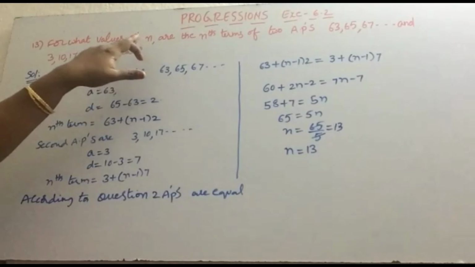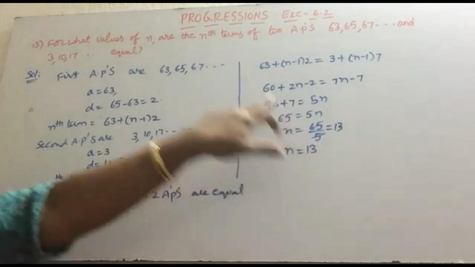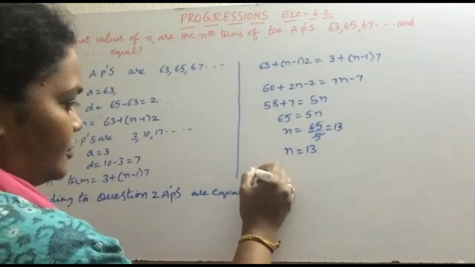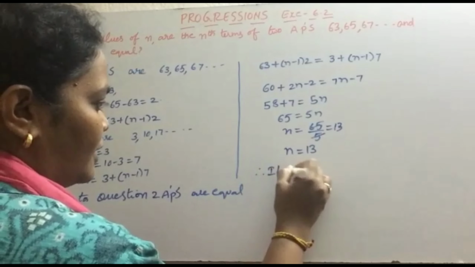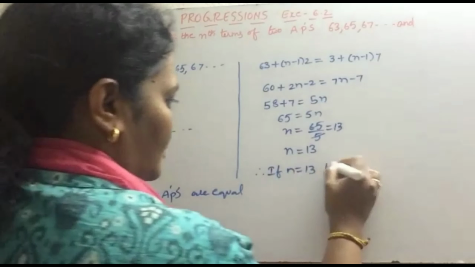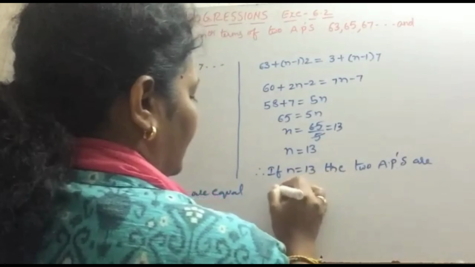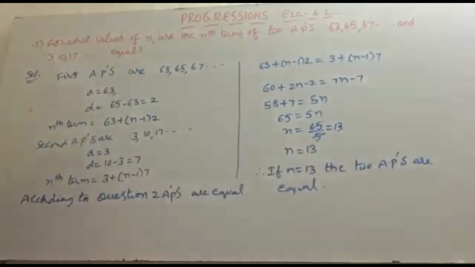So if the value of n is 13, then the nth terms of these two APs are equal. So therefore, if n is equal to 13, the two APs are equal.